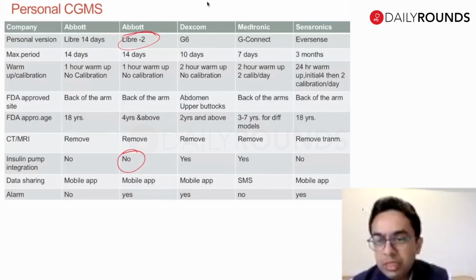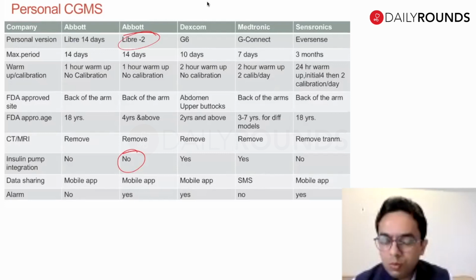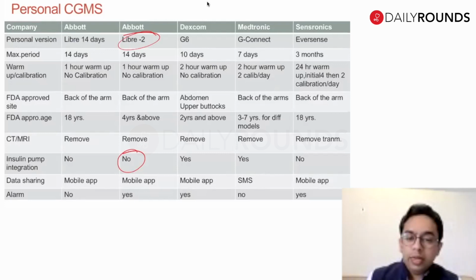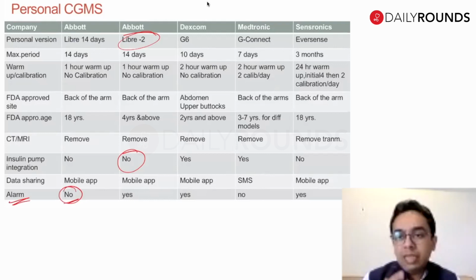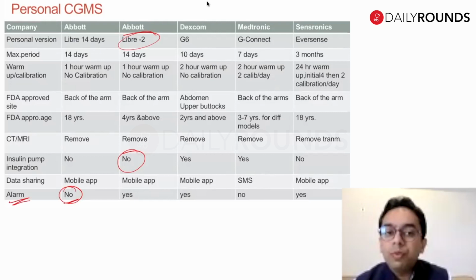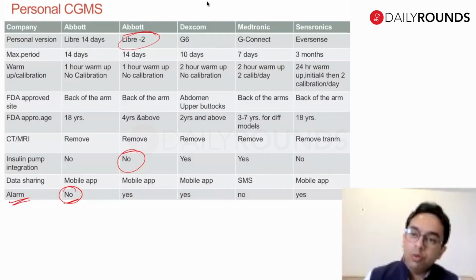insulin pumps. Initially it was not approved, it was approved only 1 month back. Then data sharing is now available almost everywhere. Alarm is not available with the Libre. It's a scanned or flash type of CGM, where you will not have real-time data, whereas this Dexcom is real time. So it will give you alarms also.